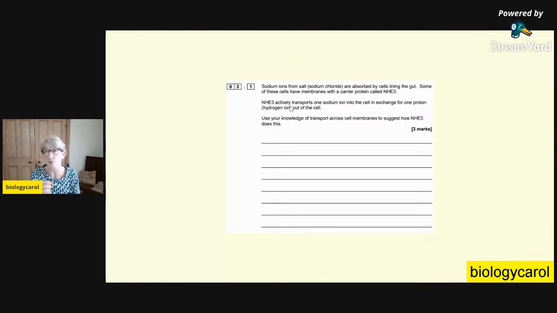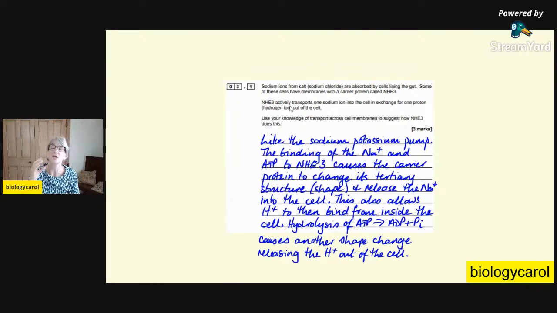Now, I'm going to be really honest. This was the one question on this paper where I went off on one a little bit with my teacher knowledge, because immediately I heard the description, it made me think of the sodium potassium pump, which is active transport.